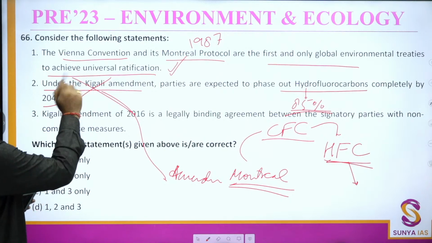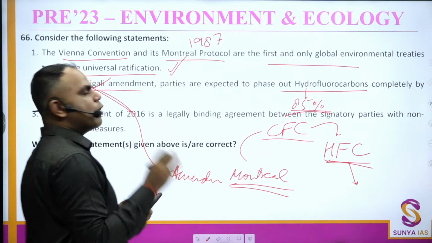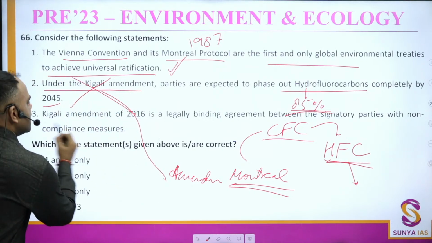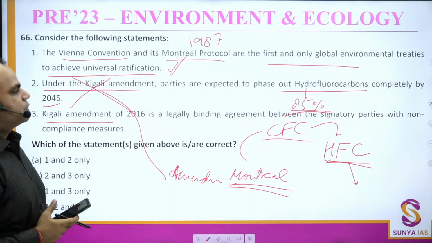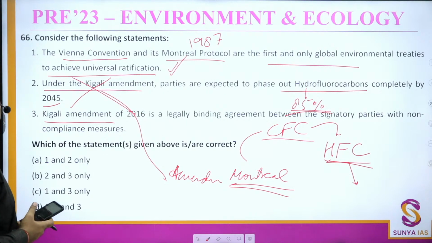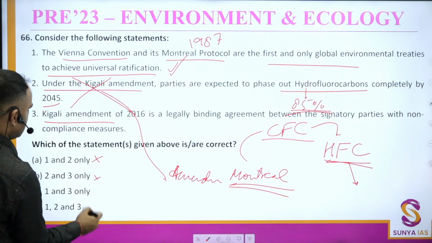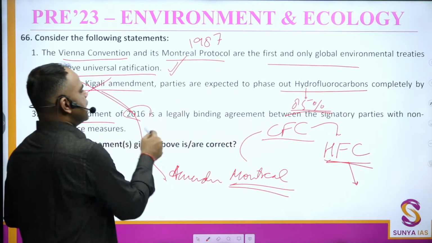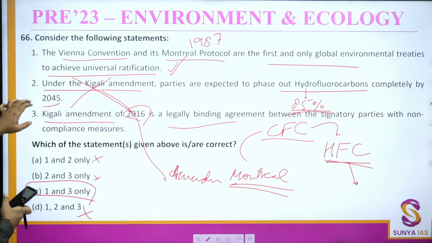Okay, so this statement 2 is wrong, that it is completely phasing it out. No, around 85% reduction is what is being sought. Okay, and the last, Kigali Amendment is a legally binding agreement between the signatory parties with non-compliance measures. This is true. Okay, so you eliminate 2, you get your answer 1 and 3. That Kigali Amendment of 2016 is a legally binding agreement between the signatory parties.